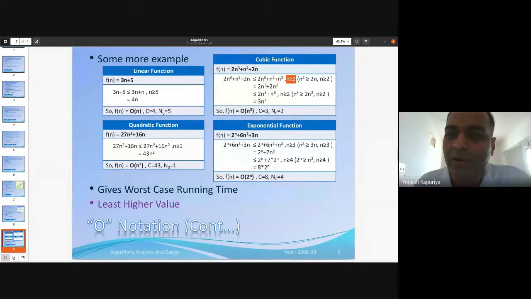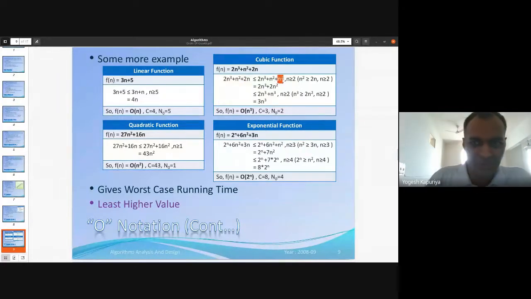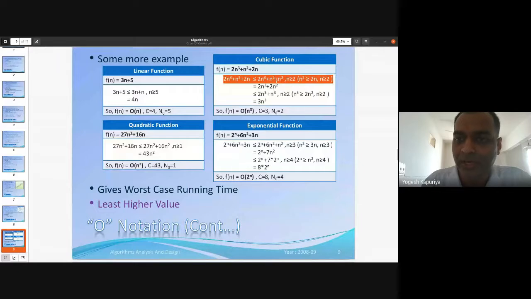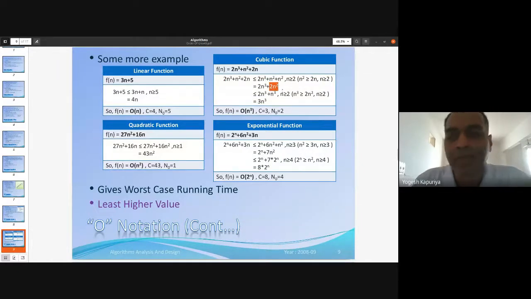Because for n is equal to 1, I cannot say 2n is less than n square. Because for n is equal to 1, 2n is 2 and n square is 1, and 2 is not less than 1. So I have to find some value of n for which this is true. 2n is less than n square, and that value is any value greater than or equal to 2. So for any value greater than or equal to 2, I can write this. Again, this n square plus n square is 2n square.